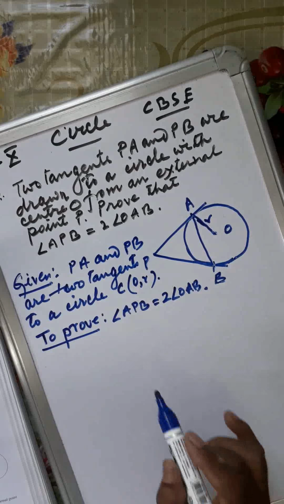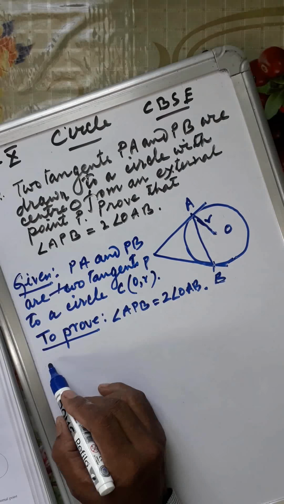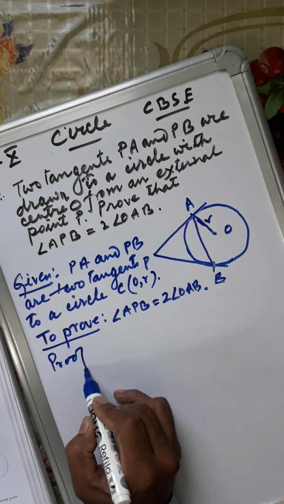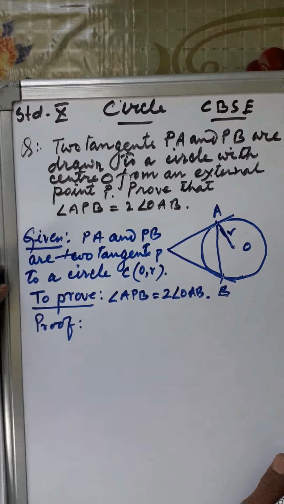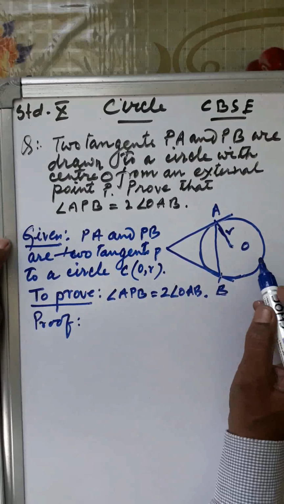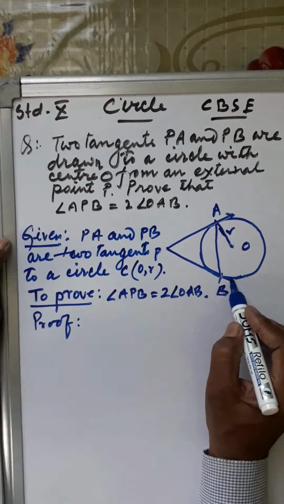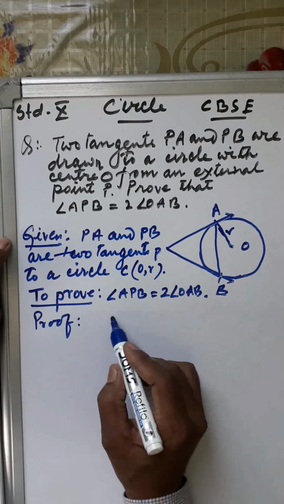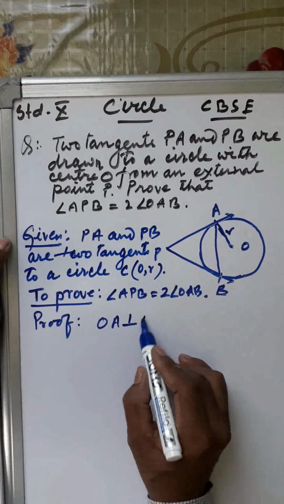Okay, so we are not taking any construction, but we shall use the theorems we have learned for this. The theorem we have learned for this is that the radius is perpendicular to the tangent through the point of contact. So we can write OA is perpendicular to AP.